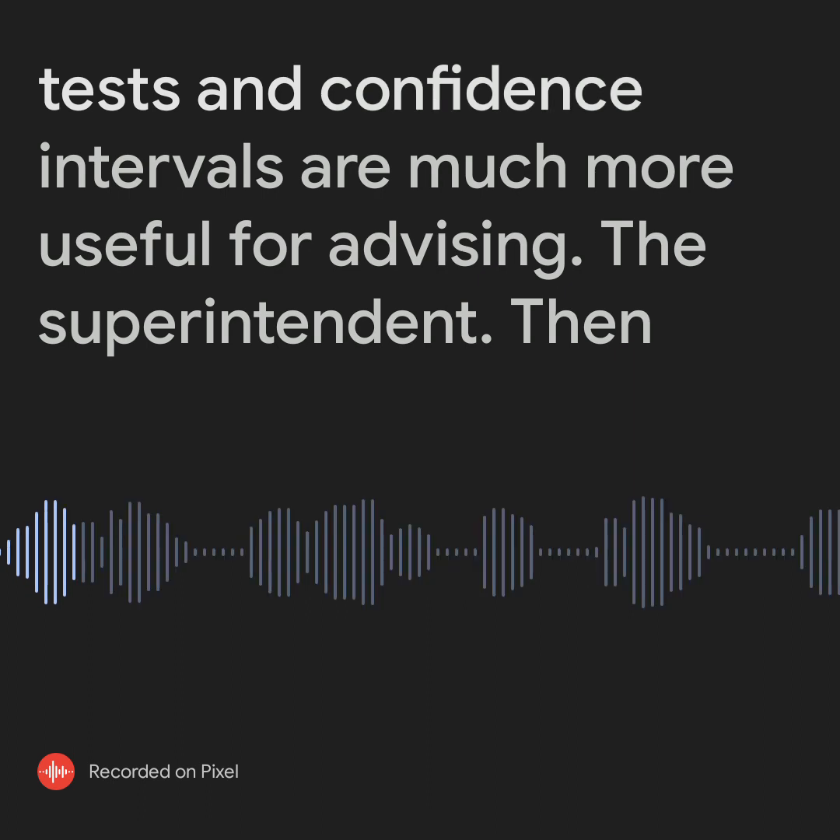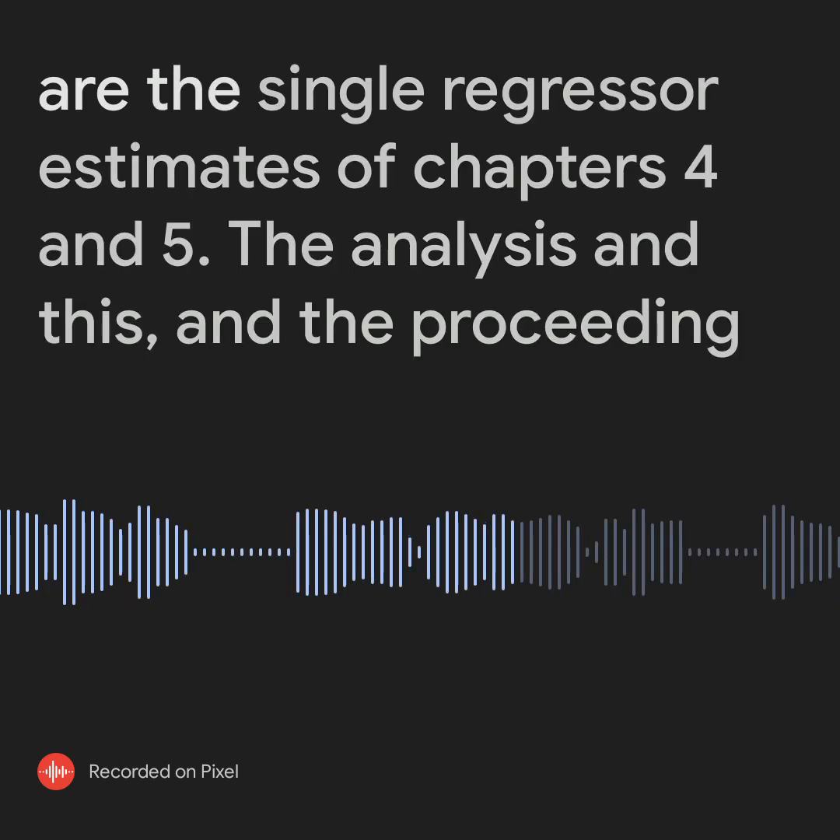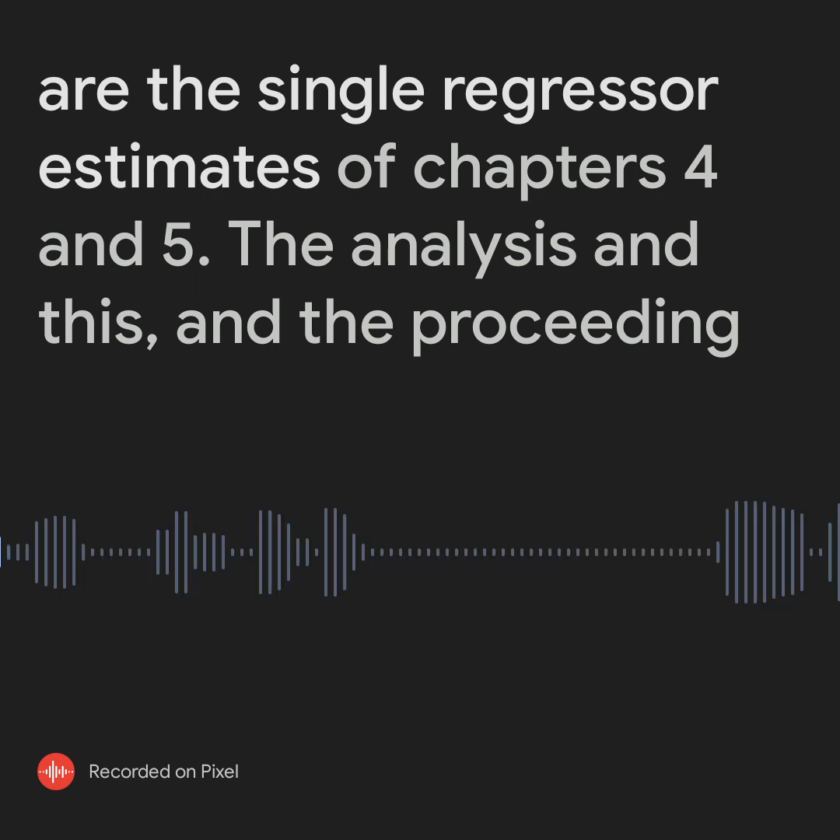Because they eliminate omitted variable bias arising from these student characteristics, these multiple regression estimates, hypothesis tests, and confidence intervals are much more useful for advising the superintendent than are the single regressor estimates of chapters 4 and 5.